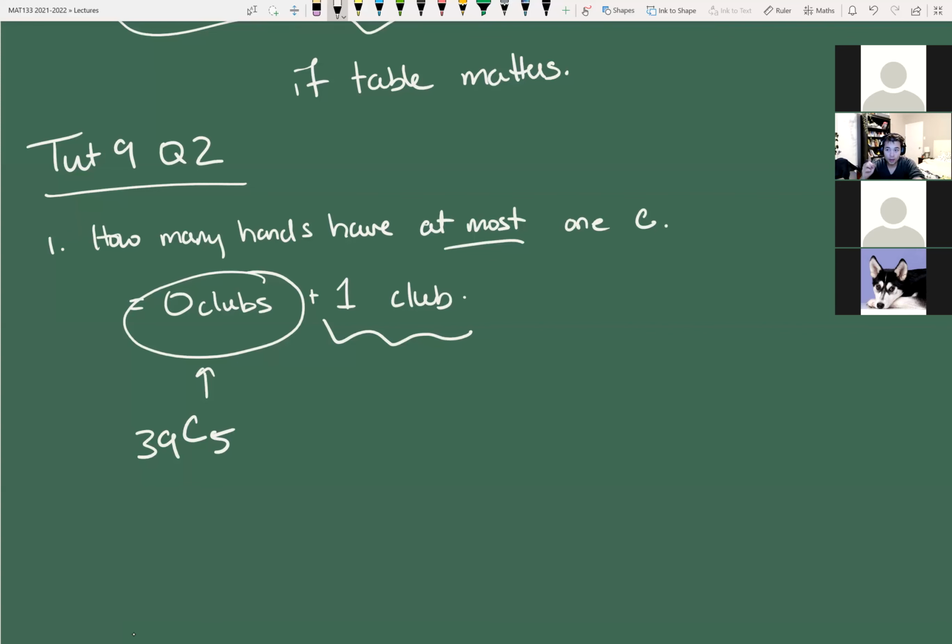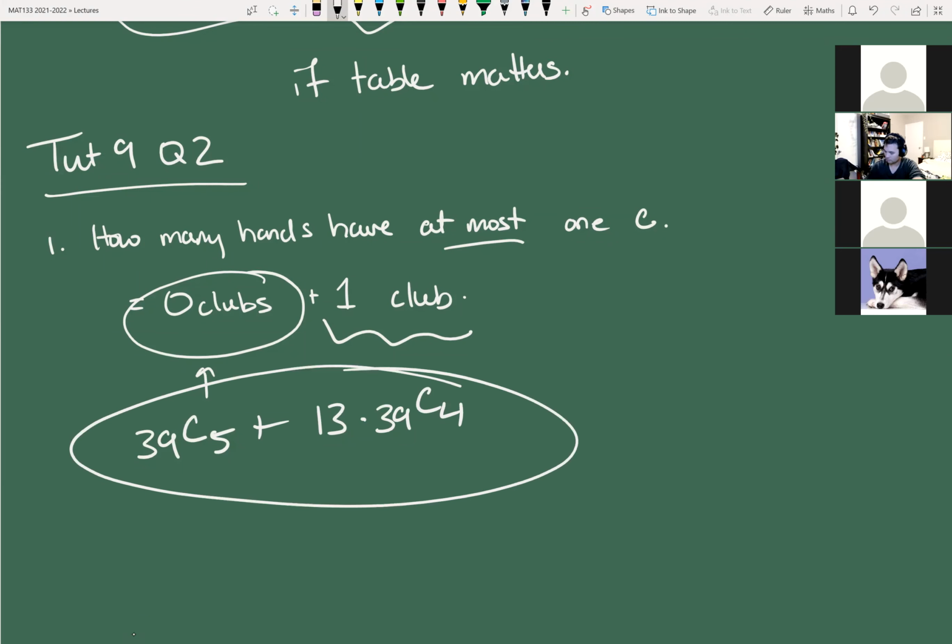Okay, so when I say 1 club, I mean exactly 1 club. So how many ways are there to choose a club card? How many ways could you choose a club? 13 choose 1, right? Which is the same thing as just 13. And now the other 4 cards cannot be clubs. We said there's 39 of them, right? So how many ways are there of choosing the other 4 cards? Perfect. There you go.